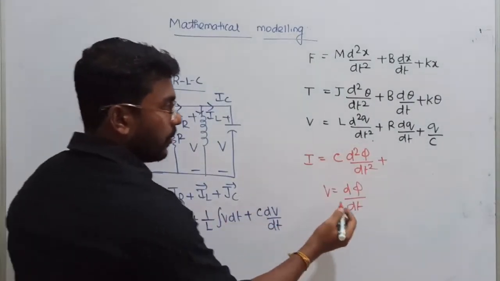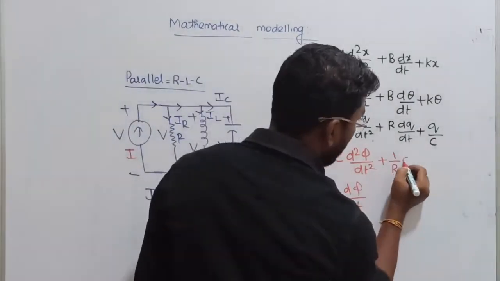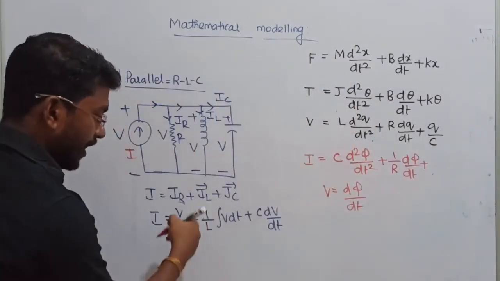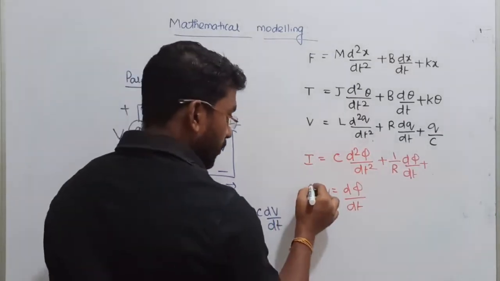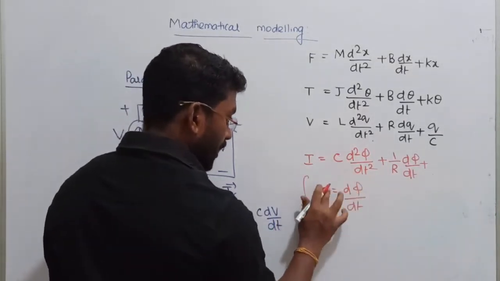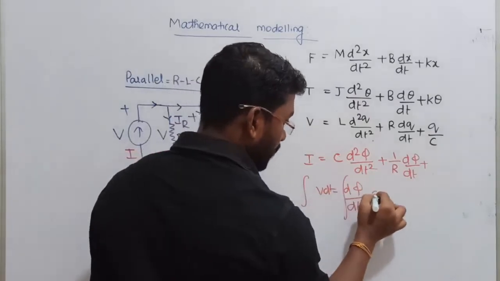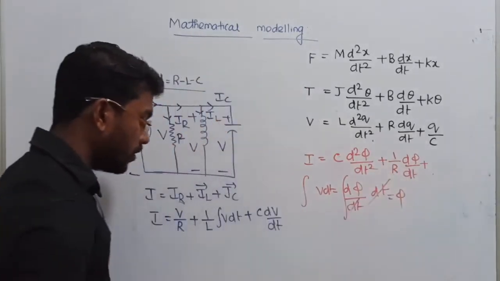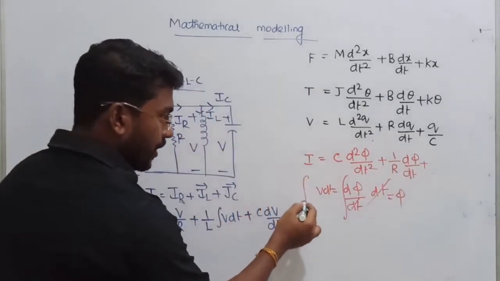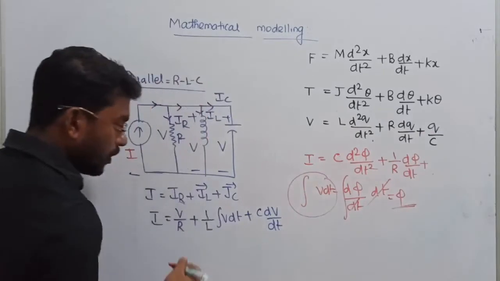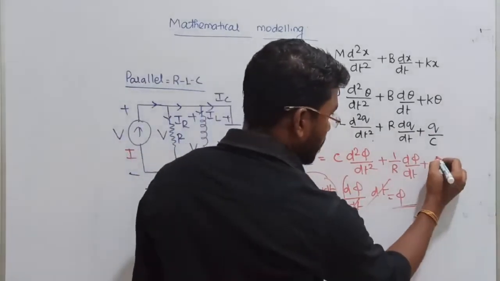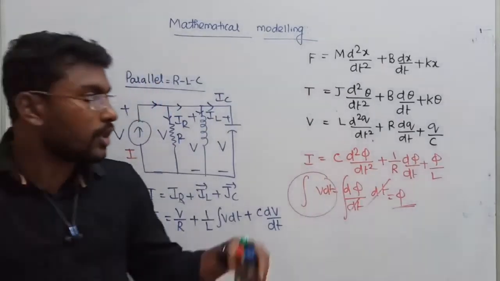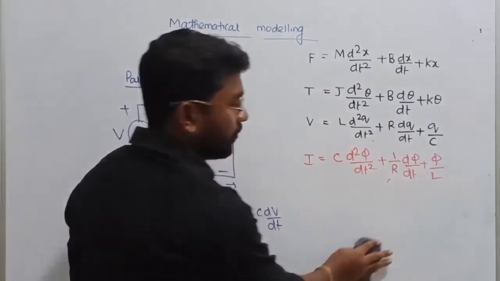V will be replaced by d phi by dt such that it becomes 1 by R into d phi by dt, plus, the last term, 1 by L into the integral of V dt. Taking the integral with respect to dt, the dt cancels, so the integral of d phi becomes phi. So the whole term is replaced by phi by L. So that is the actual relation between the mechanical and electrical domains of the various systems, right?